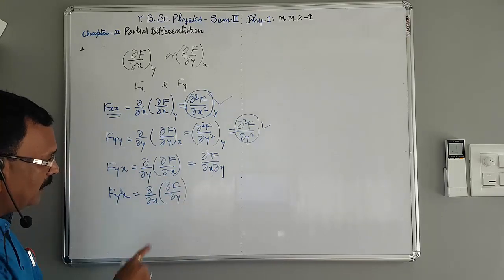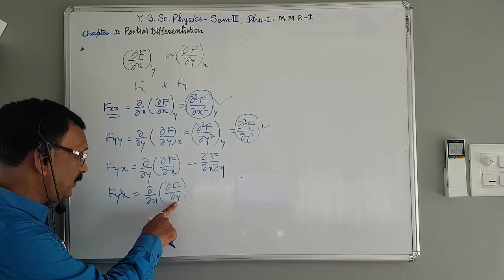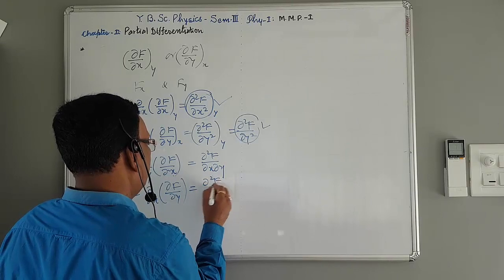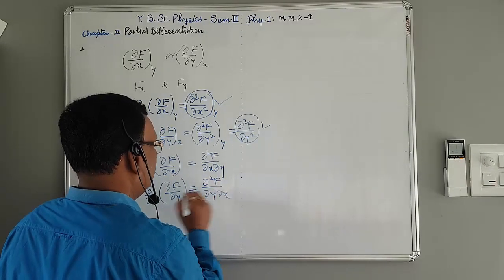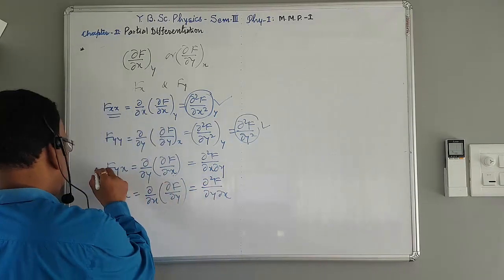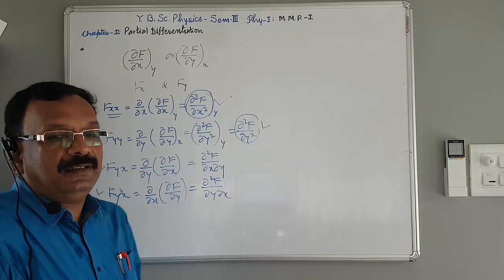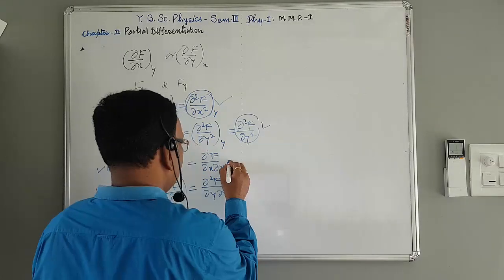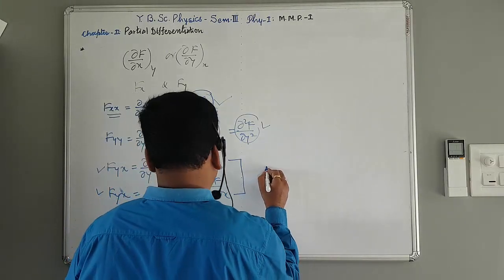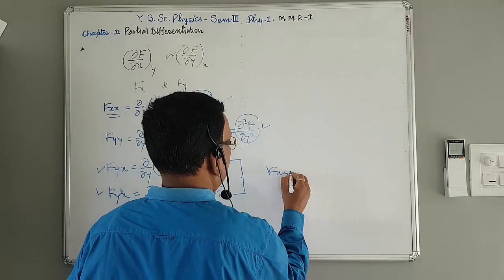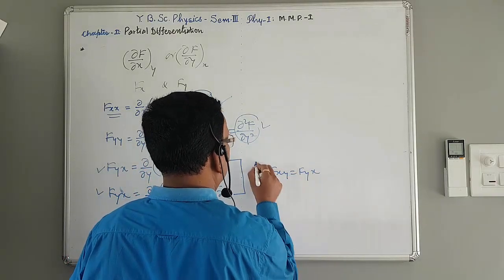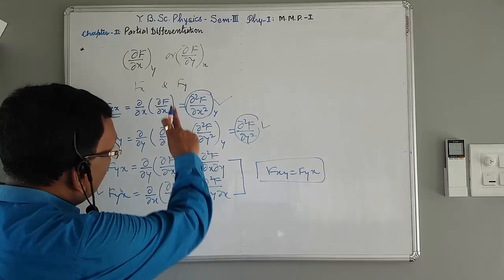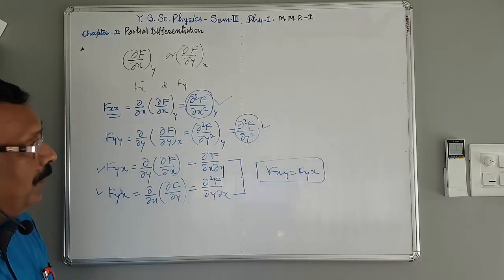Here is the first order derivative of the function with respect to y. We again differentiate this function with respect to x, and we have ∂²f/∂y∂x. Note that this and this are mixed derivatives, second order, and from these two equations we can write f_xy is equal to f_yx.